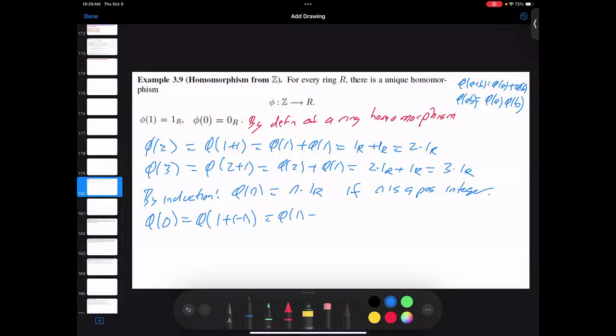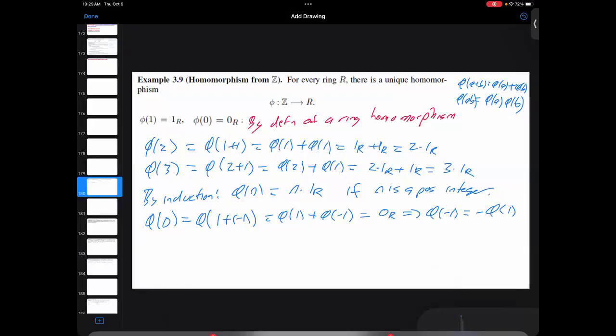So it's going to be phi of 1 plus phi of -1, and that equals 0. Therefore, phi of -1 equals the additive inverse of phi of 1 in R, or phi of -1 is negative the multiplicative identity, because we know phi of 1 is the multiplicative identity. So now we know phi of -1. Okay. How would we calculate phi of -2?